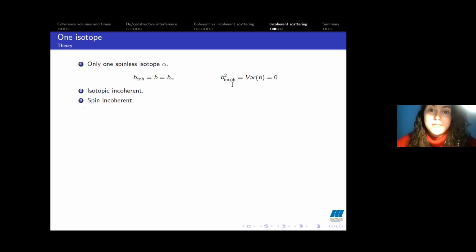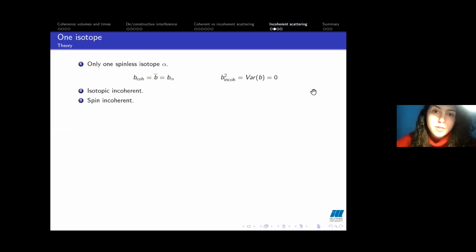However, because we won't get any incoherent scattering, because I said before, it comes from the variance and the deviation from this average, but because all of the scattering lengths of our scattering centers are the same, we won't have that difference, that variance. So in this case, it would be 0.